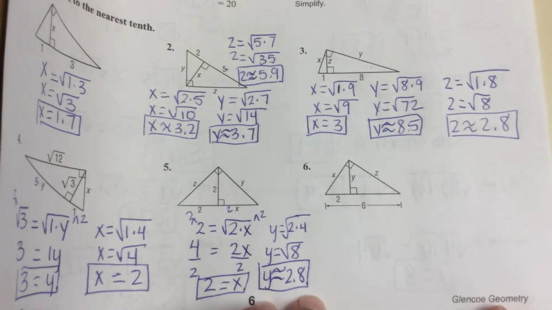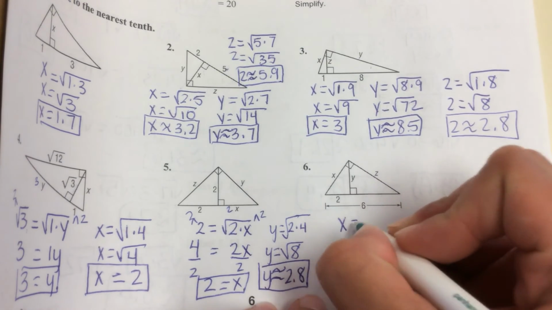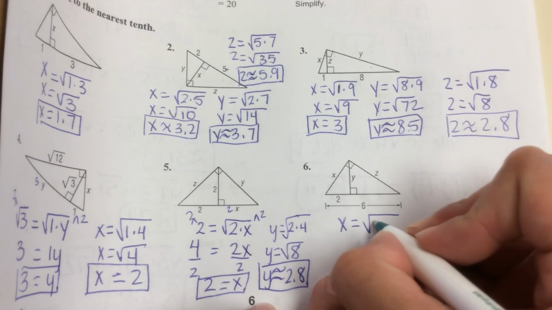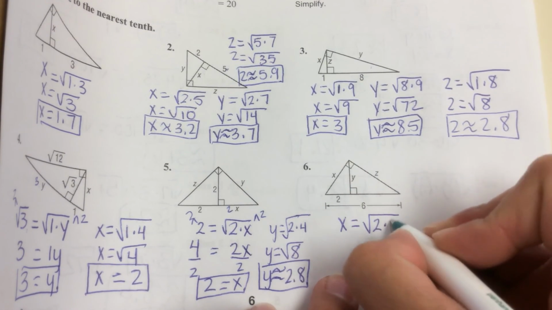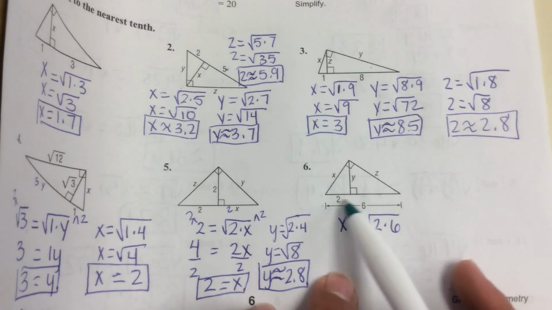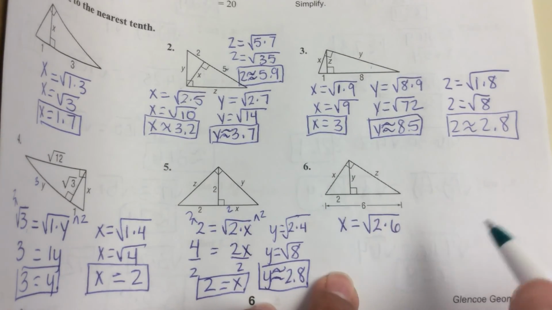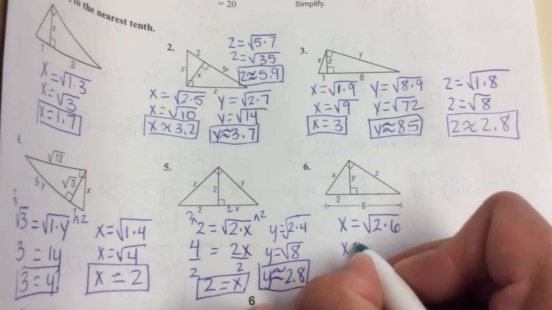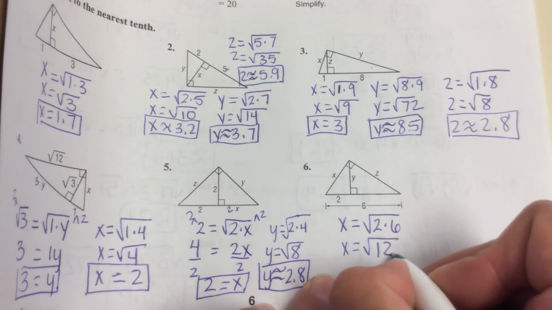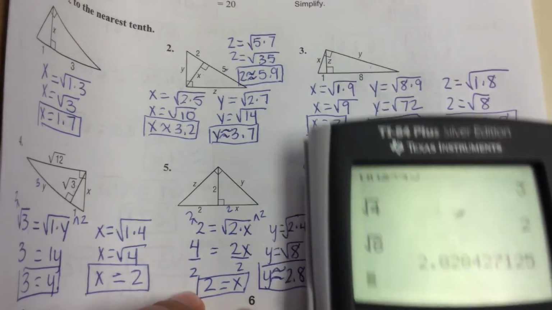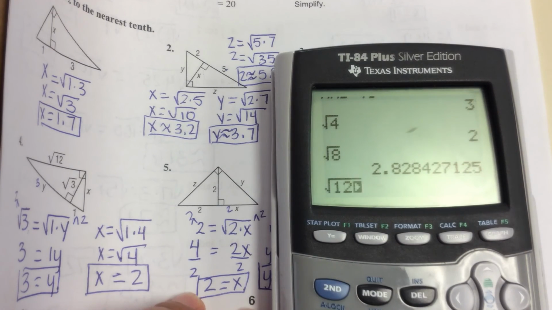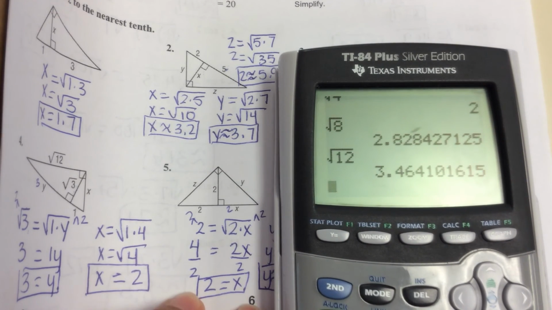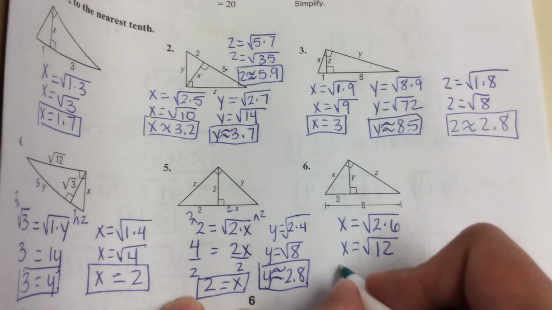Number 6. X is equal to the square root of 2 times 6. Notice here they give us the entire measurement of this bottom. Okay, so x is equal to the square root of 12. Type that in our calculator. Approximately 3.5.